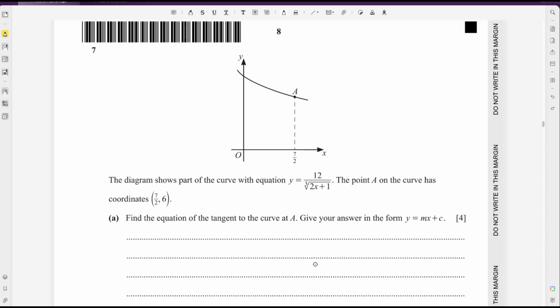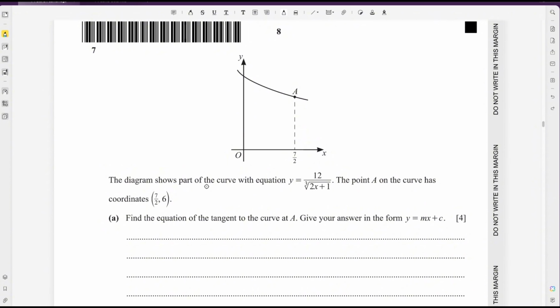In this video I'm going to answer question number 7 from the Cambridge International AS and A-Level exam for Pure Math 1. This exam was taken in the October-November session, year 2024. The paper reference code is 9709/11.